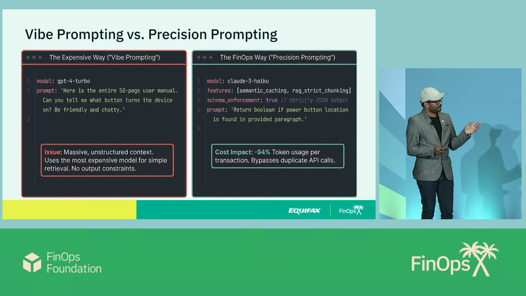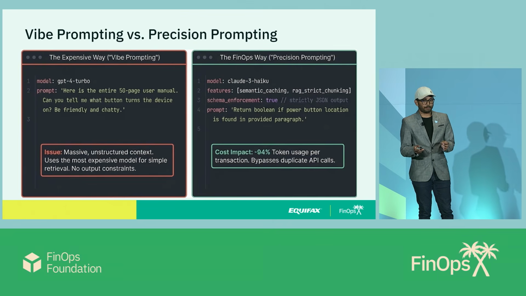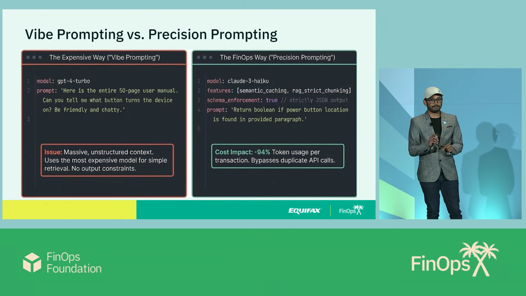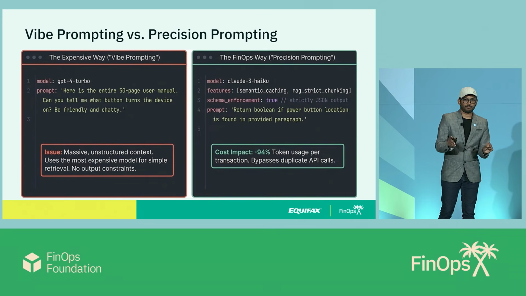And on the left, what I call vibe prompting. This uses a flagship model, GPT-4 Turbo, and injects a massive unstructured 50-page user manual, just to find the location of a power button. This is a common RAG problem, or RAG solution, I would say. It is very friendly, but it's also chatty. And it's financial recklessness because it uses the most expensive model just to find a button, without output constraints.